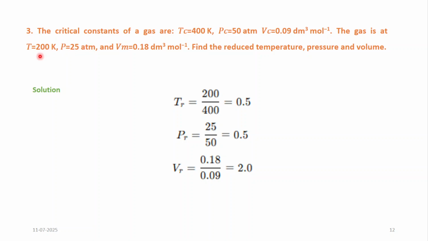Now problem 3: the critical constants of a gas, TC, PC and VC, are given. The gas is at temperature 200 Kelvin, pressure 25 atmosphere and molar volume 0.18 decimeter cube per mole. Find the reduced temperature, pressure and volume. Here TC, PC and VC are given, and temperature, pressure and volume are given. We just have to find TR, PR and VR. You know, TR is equal to T by TC, PR is equal to P by PC, VR is equal to V by VC. Just divide by the corresponding critical constant.